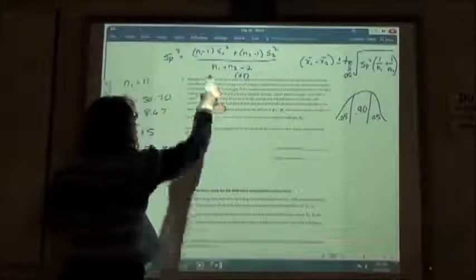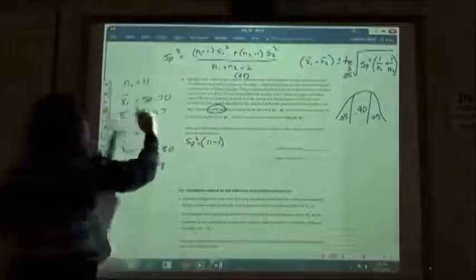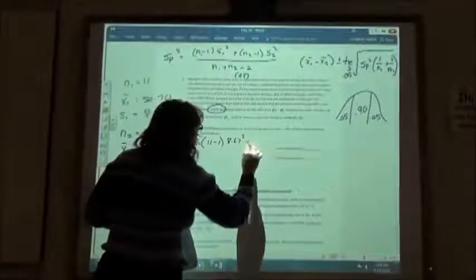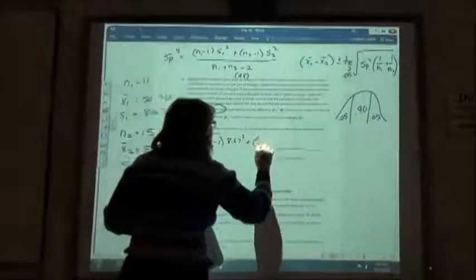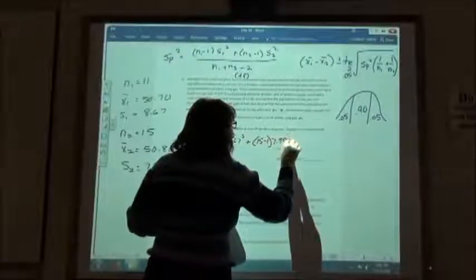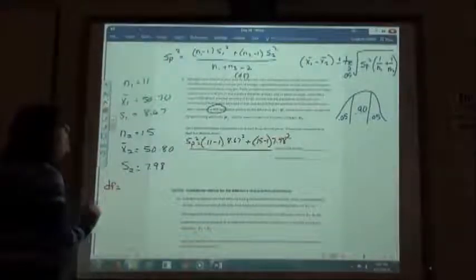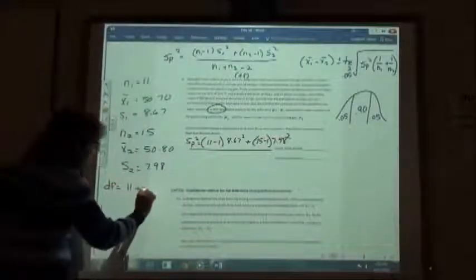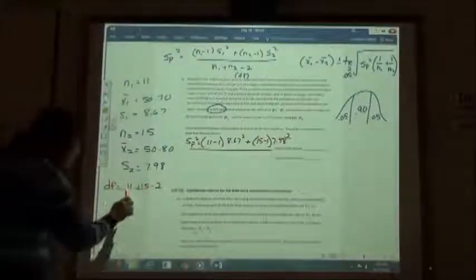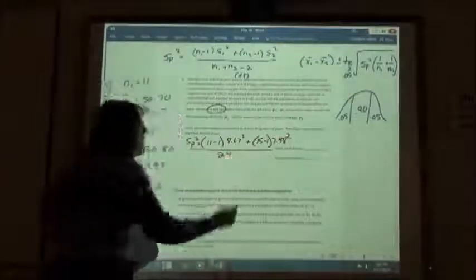So in the first part of our formula, when we find our Sp squared, we are going to do n1 minus 1, so 11 minus 1, times the standard deviation squared, so 8.67 squared, plus n2, so 15 minus 1, times its standard deviation squared, 7.98 squared, and then we're going to divide that by the degree of freedom, which I'm just going to figure out over here. I would take my 11 plus my 15 minus 2, because I need that when I do my t anyway. That would give me 26 minus 2, which is 24. So I'll just put a 24 down there on the bottom.